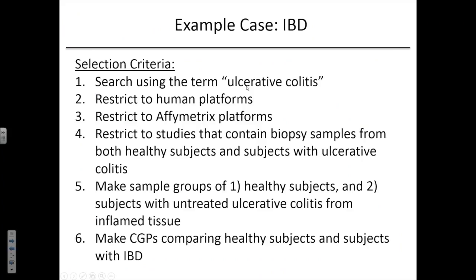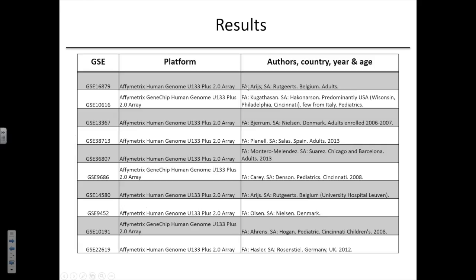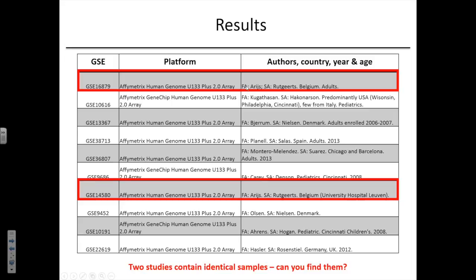So we basically searched for IBDs, and we found a bunch of studies that are relevant, and we call this a discovery data set. Even though they're on different GSE numbers, which are GEO study accession numbers, 2 of the studies in this case contain identical samples. So we have to go back to the authors to make sure that we remove them, because otherwise you don't want to have too many duplicates.